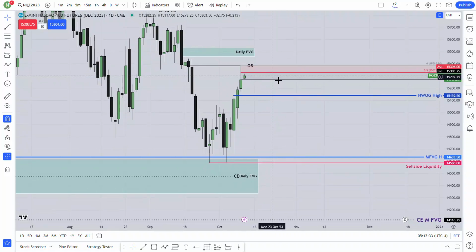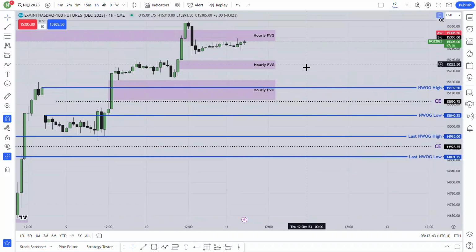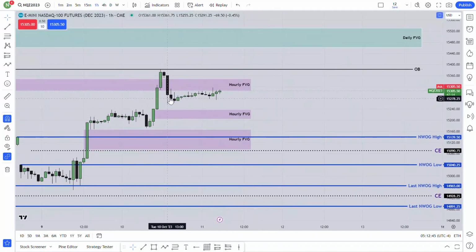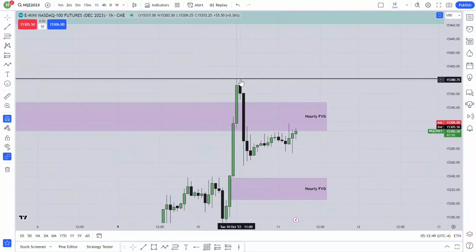Right now I am expecting the market will go lower, but if it would like to go higher, it can go to the consequent encroachment. Okay, I'll switch to the 1 hour chart. Here is your 1 hour chart, and if you see, look at this price path. It just tapped the order block level, and it broke down.